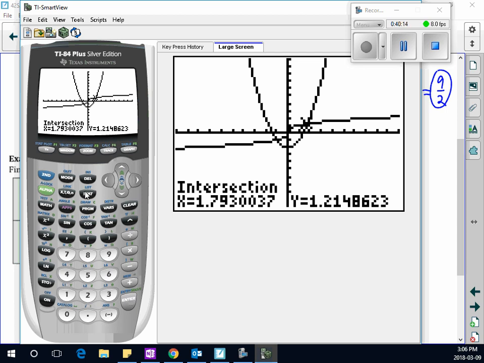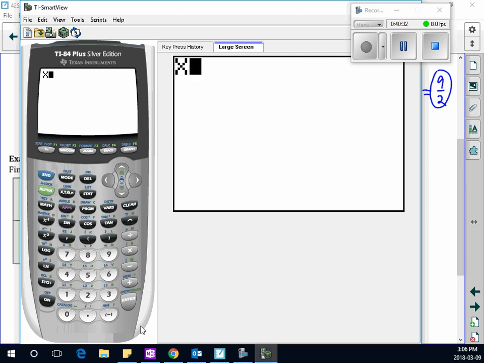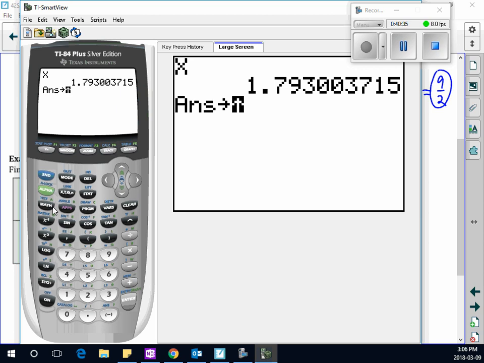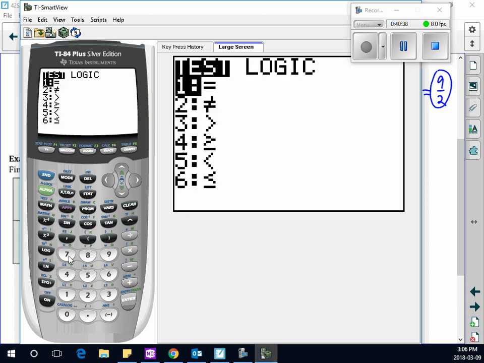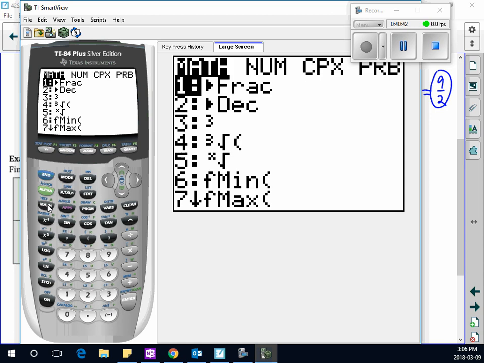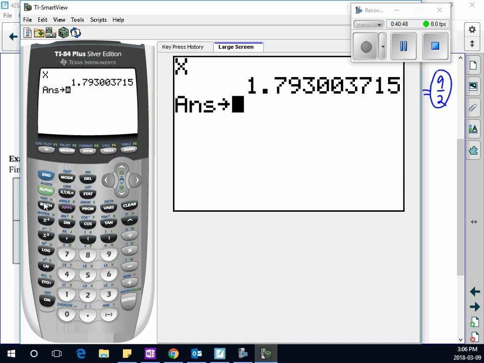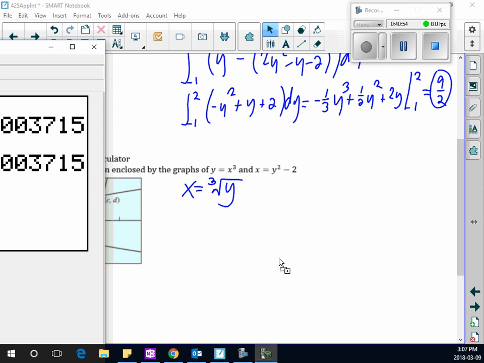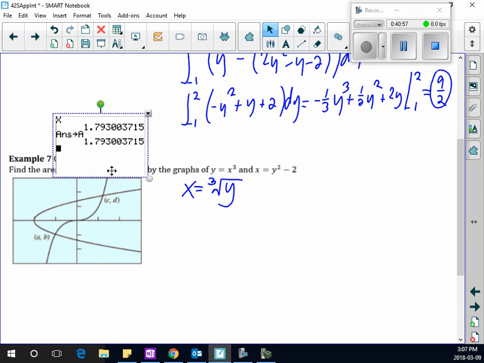So that's the one we have to keep, right? So remember, our x and our y's are switched right now. So I have to look at the x value, right? So I'm going to quit out of there, and I'm going to go x equals, and I'm going to store it into A. Why does that always happen to me? There we go. Okay, so now I'm going to write this down first before I forget what my numbers are.